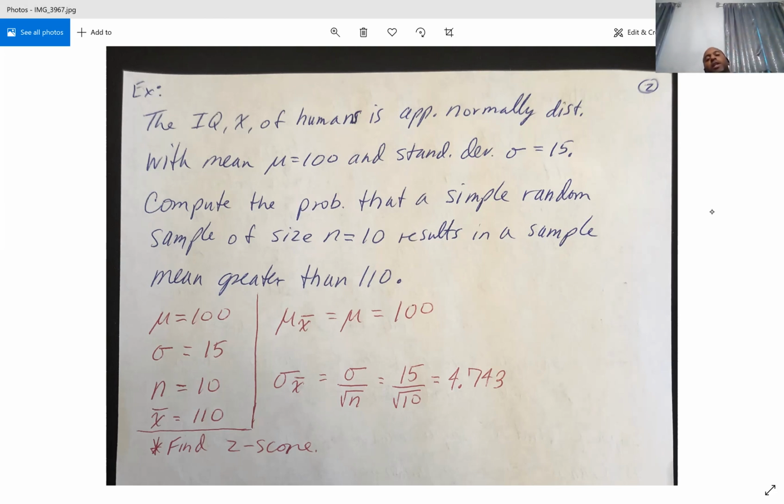Looking at the mean of our sampling distribution, notice that it's the same as the population mean, so it's going to be 100. To calculate the standard deviation of our sampling distribution, we take sigma, which was 15, place it over the square root of our sample size, which is 10, and that gives us 4.743. Once we have those, we can find our z-score.